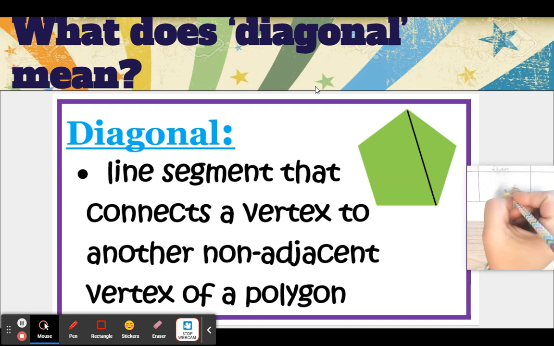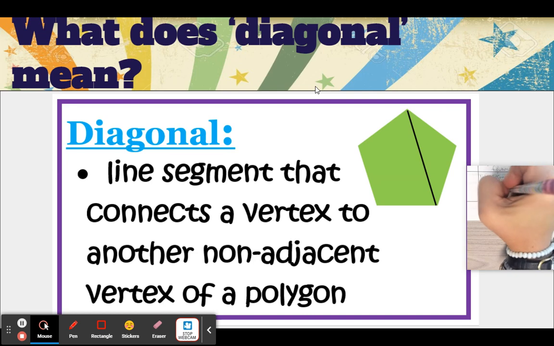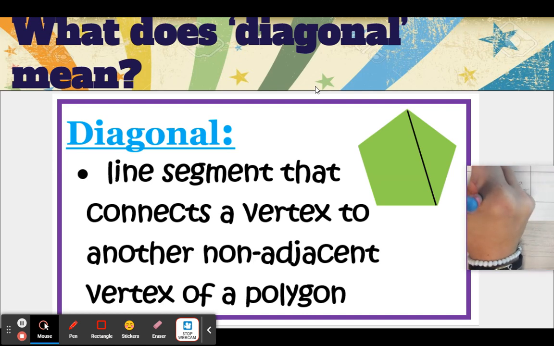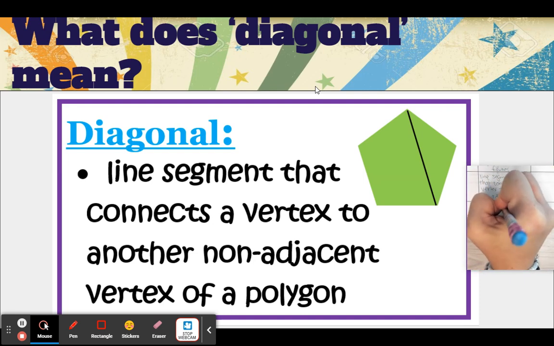So I'm going to start writing this down. Maybe you already have done that. Line segment that connects a vertex to another non-adjacent vertex of a polygon. Oh, I ran out of space, so I went out of the box.